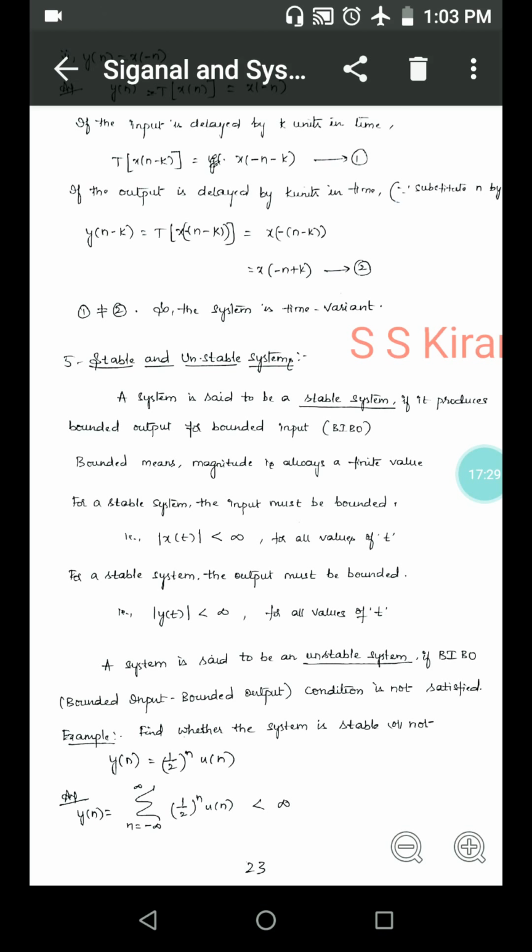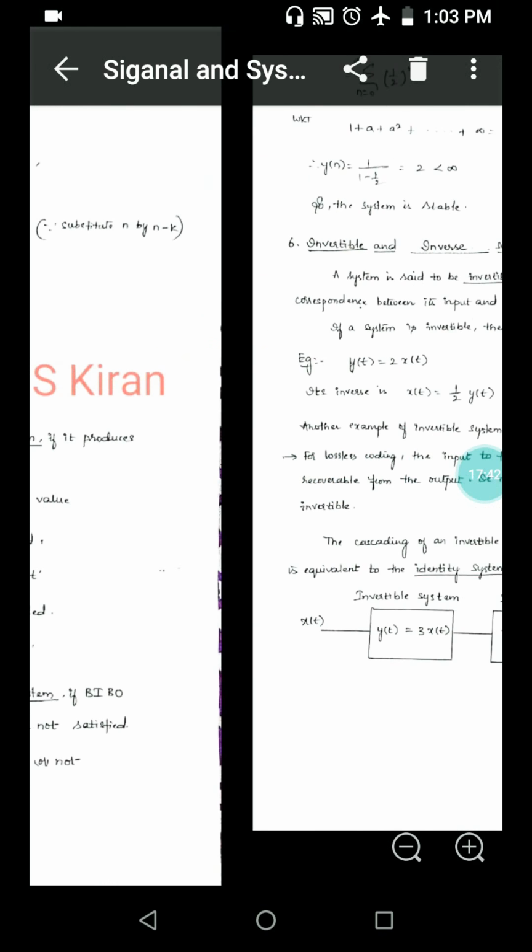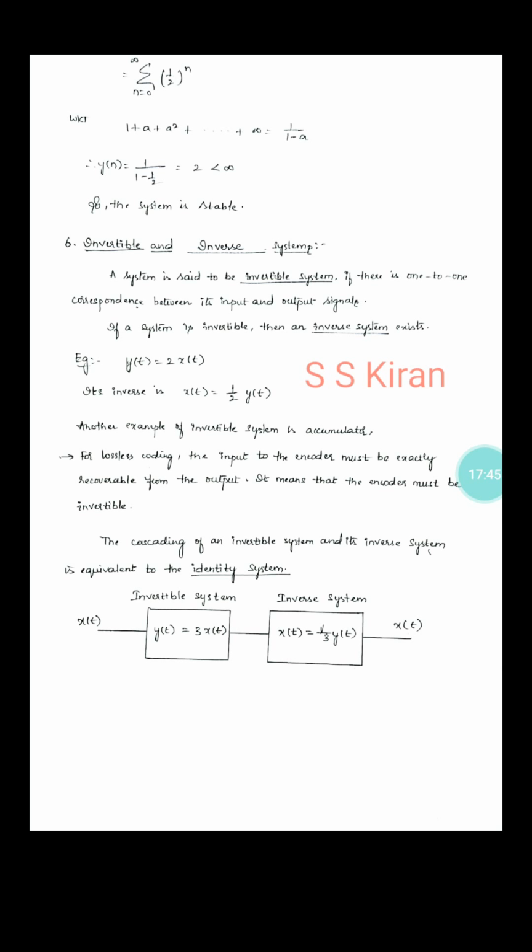Now, an example: find whether the system is stable or not. y[n] = (1/2)^n u[n]. You can write the mathematical expression, as I have already shown here: sigma n equal to minus infinity to infinity of (1/2)^n u[n]. So do some mathematical calculation. Like that, 1 plus a plus a squared plus a to the power of 3 up to infinity, we get the formula 1 by 1 minus a. Now the sum is equal to 1 by 1 minus 1 by 2, equal to 2. So 2 is less than infinity, so the system is stable, right? Based on this concept, we conclude the system is stable.